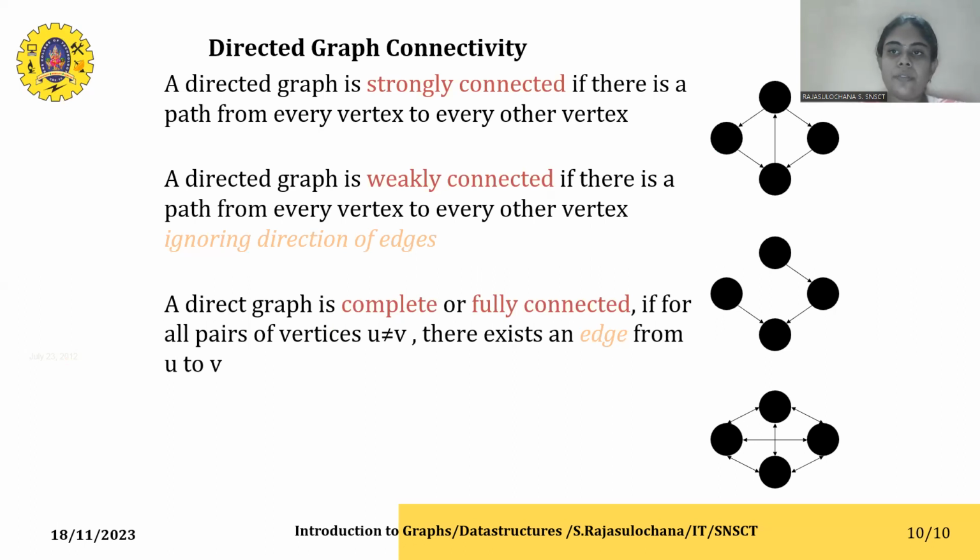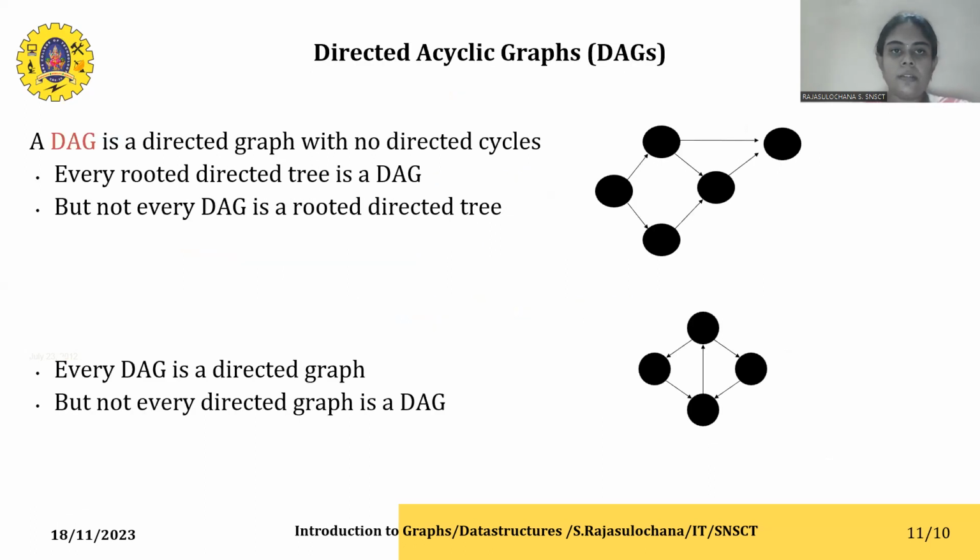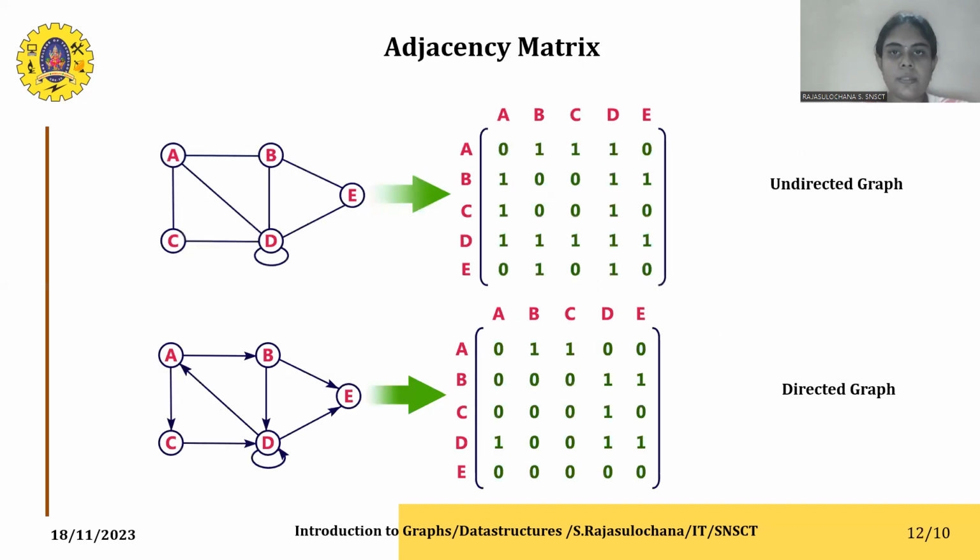So hope you understood the difference between strongly connected, weakly connected, and complete or fully connected. Strongly connected or weakly connected deals with the path that the pair of vertices has, whereas complete or fully connected deals with the edges between the pair of vertices. A directed acyclic graph we have discussed earlier itself. If a directed graph forms no cycle, then that particular graph is said to be a directed acyclic graph. So we need not dwell much into it, I suppose.